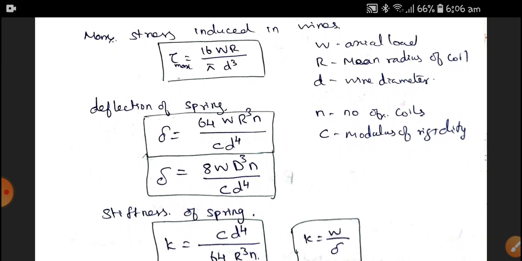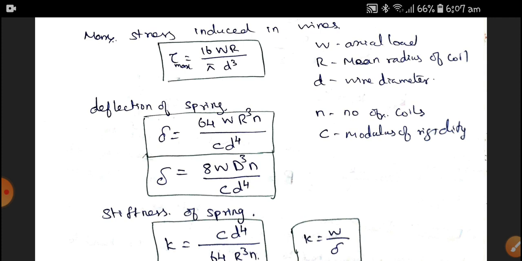These formulas are derived from the torsional equation, T by J is equal to C theta by L is equal to tau by R. Here, the maximum shear stress induced in the wire, tau max, is equal to 16 W R divided by pi d cube, where W is the axial load, capital R is the mean radius of the coil, small d is the wire diameter, small n is the number of turns, and C is the modulus of rigidity. We can use C or G.